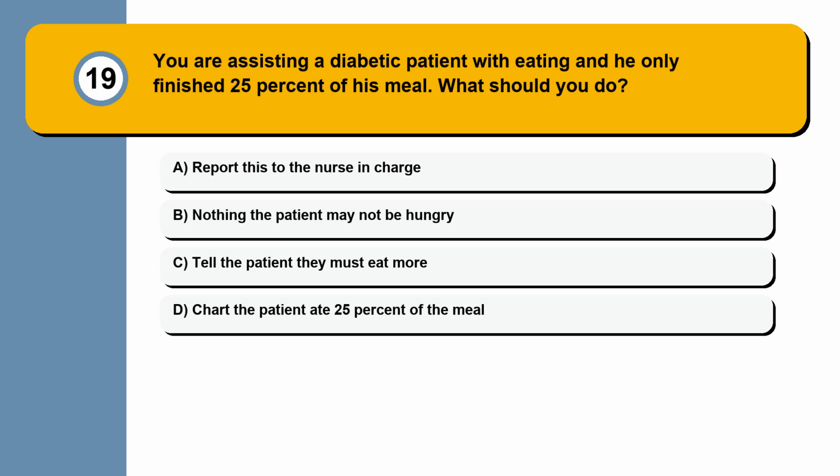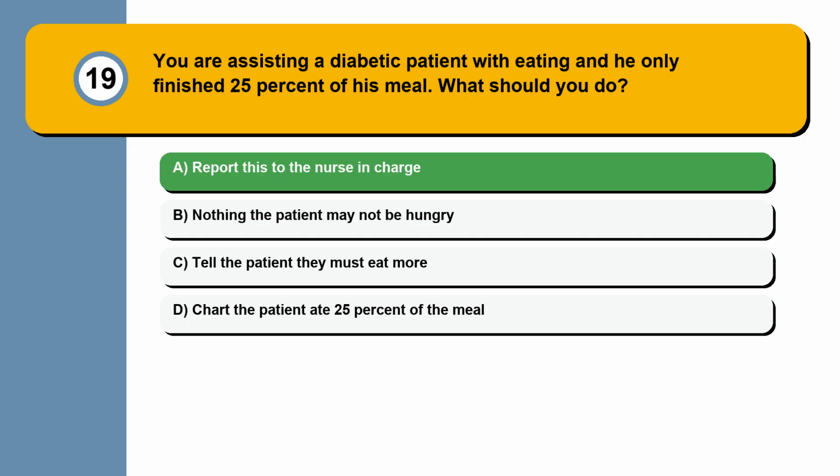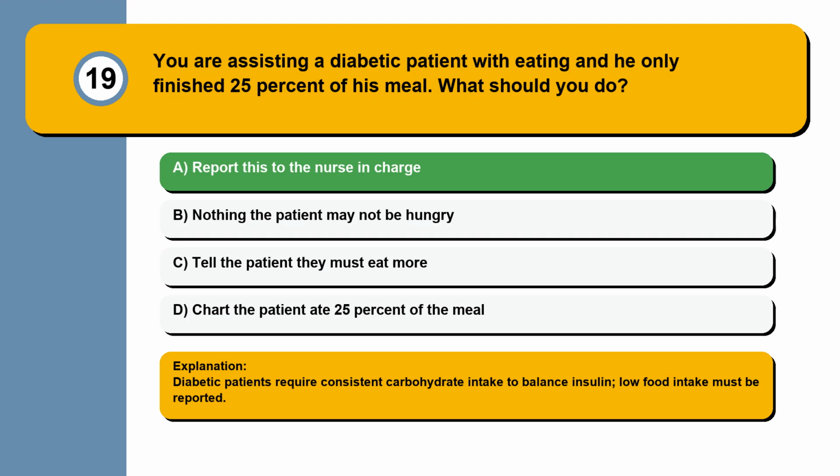Question 19. You are assisting a diabetic patient with eating and he only finished 25% of his meal. What should you do? Report this to the nurse in charge. Nothing, the patient may not be hungry. Tell the patient they must eat more. Chart the patient ate 25% of the meal. Diabetic patients require consistent carbohydrate intake to balance insulin. Low food intake must be reported.